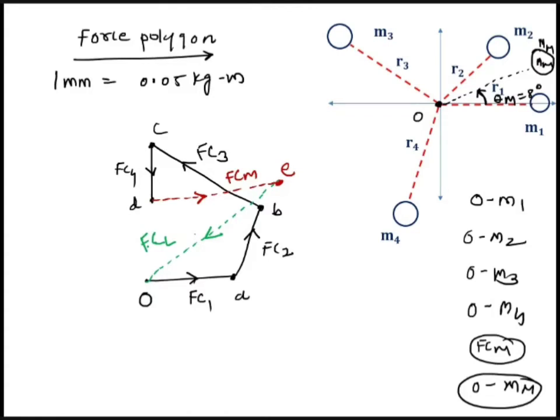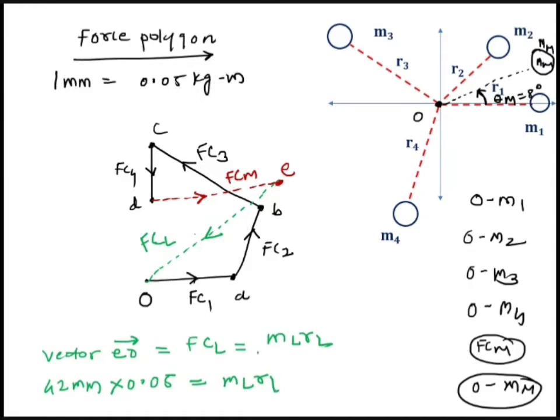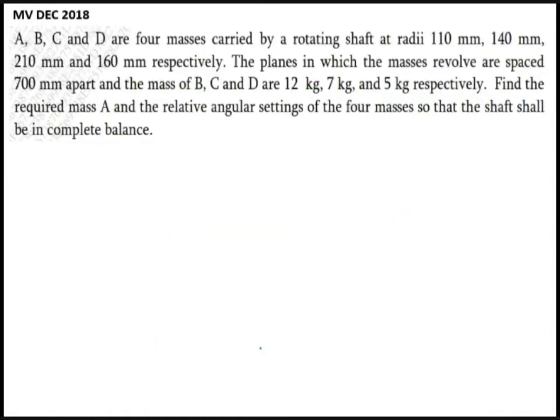Right. Now, from this you can measure this. Now you know that vector EO bar is equal to FCL. And what is FCL? FCL is nothing but ML into RL. This we know, right? So now measure this vector. After measuring, you are getting this vector OR is equal to 42 mm. Multiply by scale 0.05 is equal to ML into RL. But what is RL? RL is given.